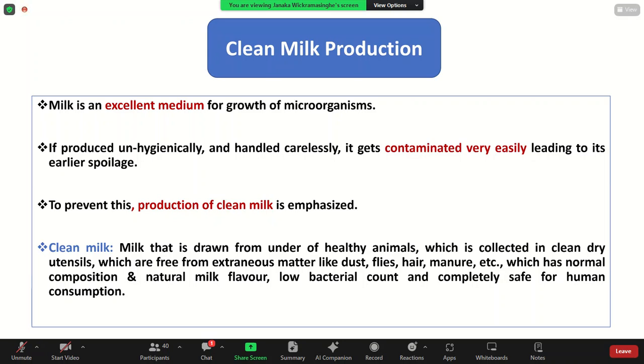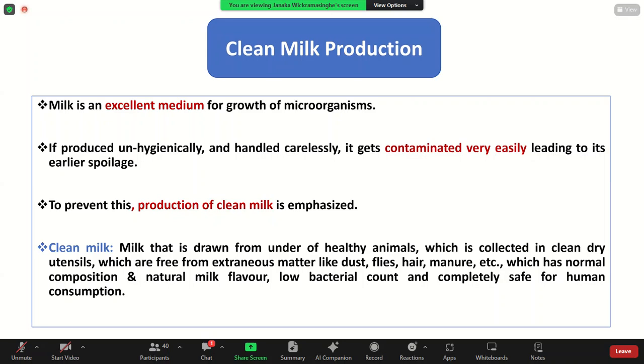So in order to prevent this, what we have to do is highlight clean milk production, right? Basically, we can obtain clean milk with several methods. We can use clean utensils, we can clean the udder, and we can avoid any extra materials from the surrounding environment like dust, flies, manure, urine, or fecal matter, right?